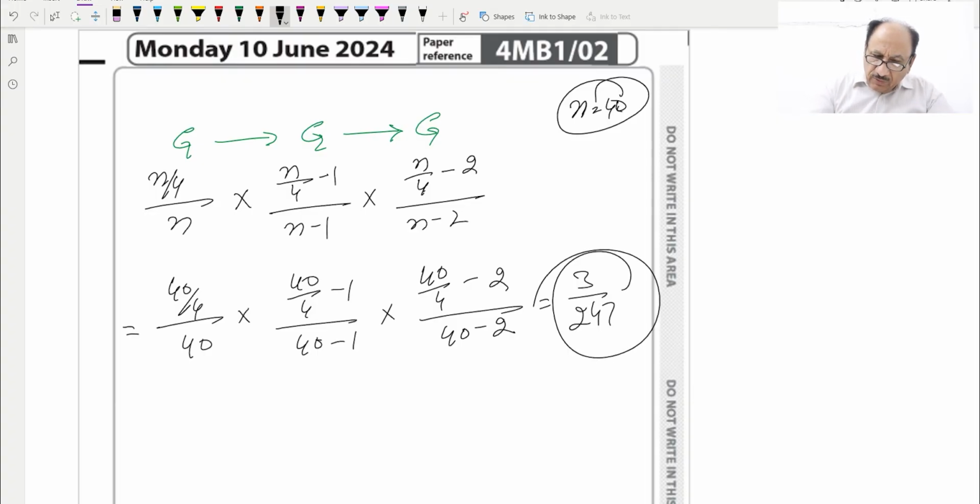This will be our final answer, and this was a 6 marks part, which I told you is the C part. It is tricky and you need to understand this. Hopefully you will be able to understand.